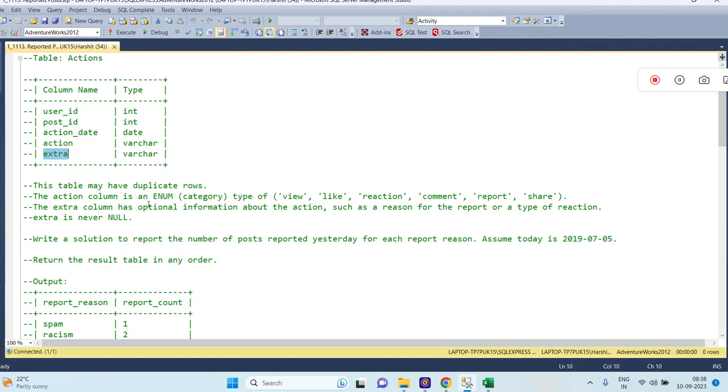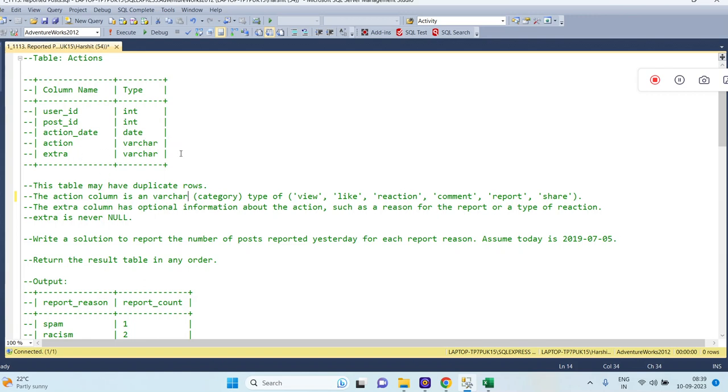The action column is of varchar data type, and it has values like like, reaction, comment, report, share. The extra column has optional information about the action, such as the reason for a report or the type of reaction. Extra is never null. Write a solution to report the number of posts reported yesterday for each report reason.